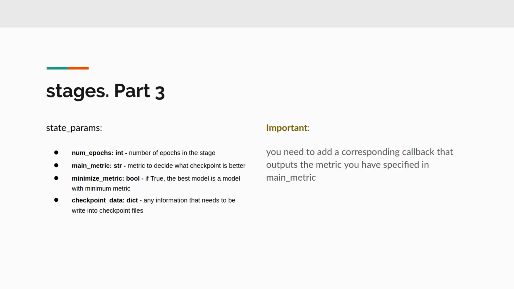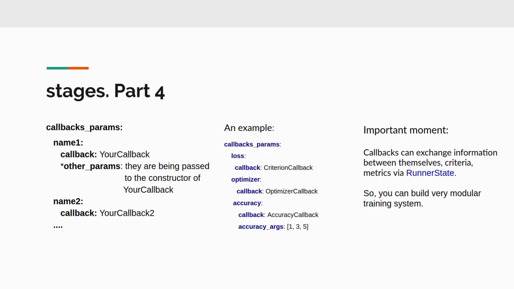State params is responsible for number of epochs in the stage, metric to decide the best checkpoint, choice of our goal, either to minimize or to maximize the metric, some additional information to checkpoint data. You need to add a corresponding callback, which outputs the metric you have specified in main metric.